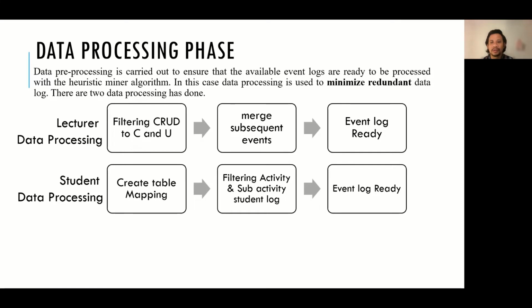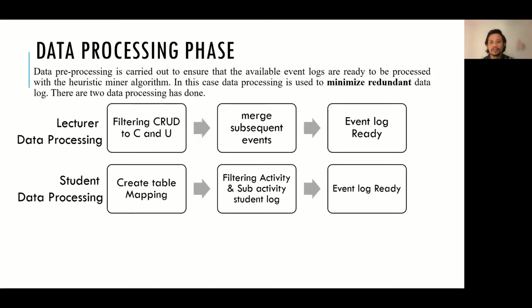First, the lecture data processing. The first step is filtering the attribute, namely CRUD. There are create, read, update, and delete, by selecting records that have CNU value. This step is based on LMS behavior.